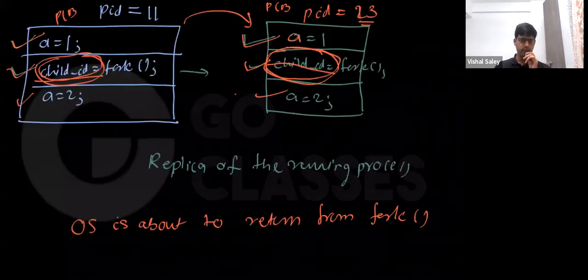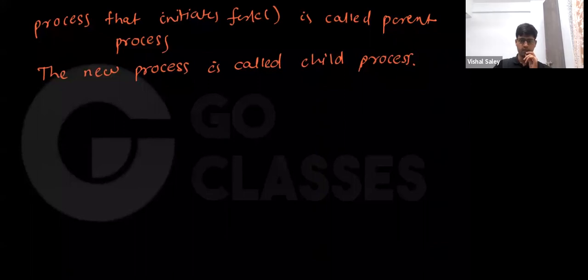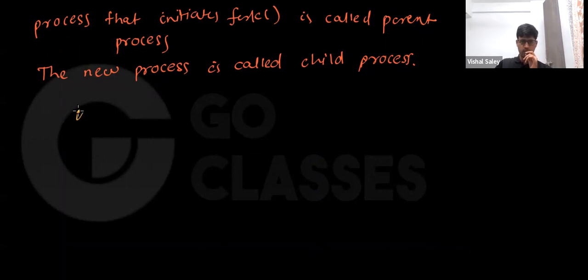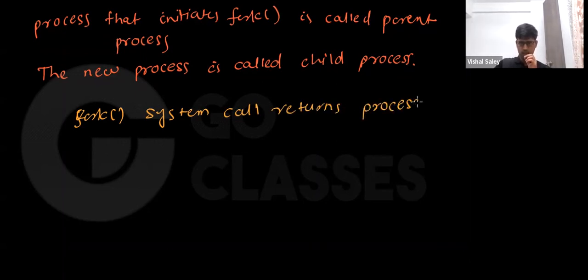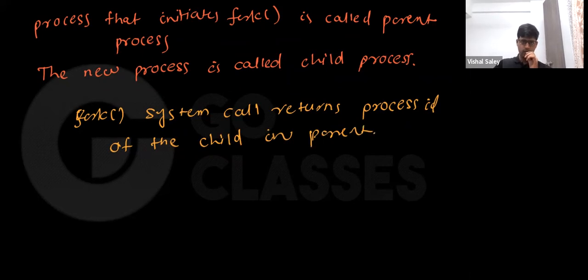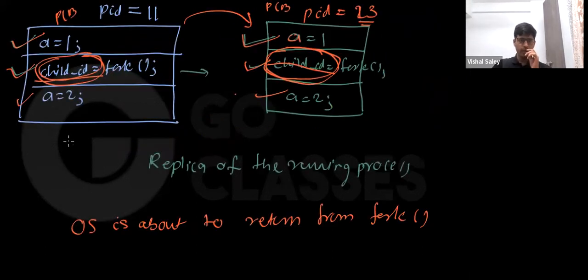Okay. So whenever fork returns into the parent process, the fork system call returns the process ID of the child process in the parent. Okay, so this is my parent process.